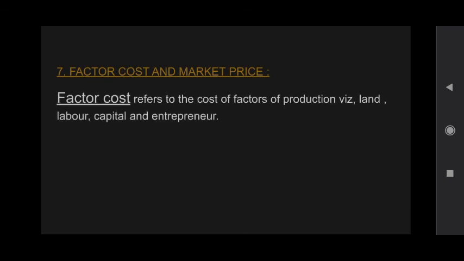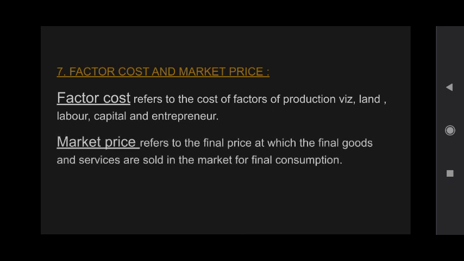Lastly, the factor cost and market price. Factor cost basically refers to the cost of factors of production. That means when you purchase land, labor, capital, and entrepreneur, the payment a seller makes for purchasing all these factors of production is known as factor cost. And market price is the final price, the monetary price at which the produced final goods and services are sold in the market for final consumption.